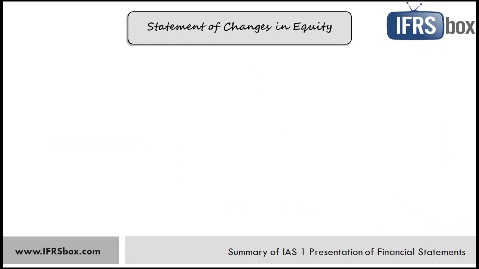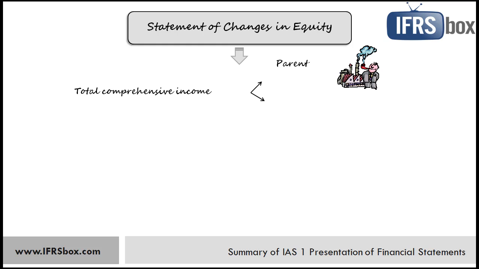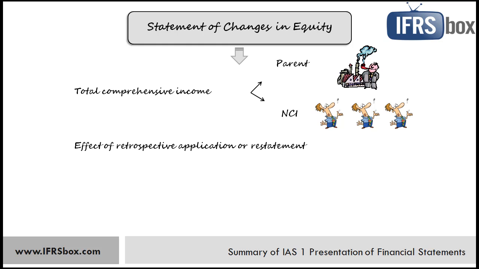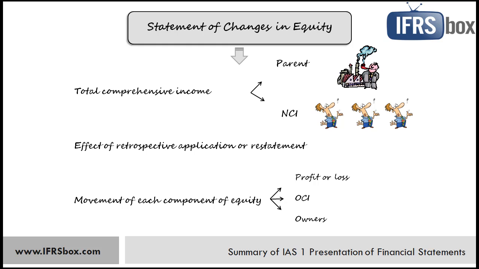In the statement of changes in equity, the entity shall present at least total comprehensive income from the previous statement, separately the amount attributable to owners of the parent and to non-controlling interests. Then for each component of equity separately, effects of retrospective application or restatement recognized according to IAS 8. And for each component of equity separately, a reconciliation between the carrying amount at the beginning and at the end of the reporting period. Here, an entity must disclose separately changes resulting from the profit or loss, other comprehensive income, and transactions with owners such as contributions from owners, distribution of dividends, and similar.